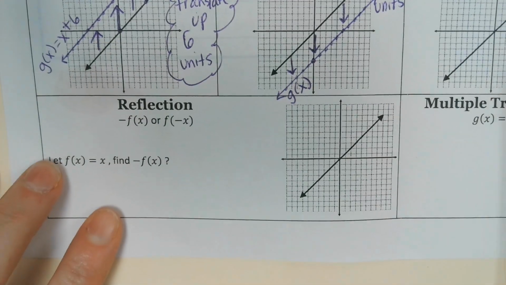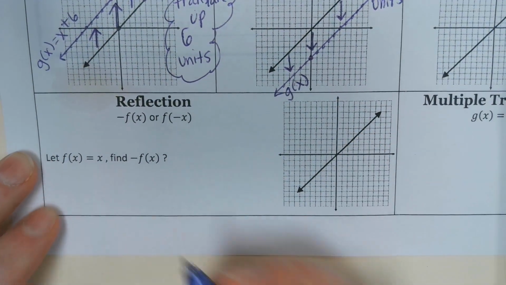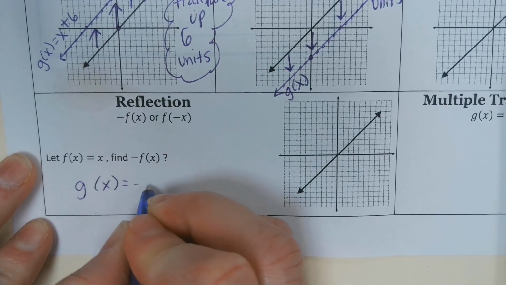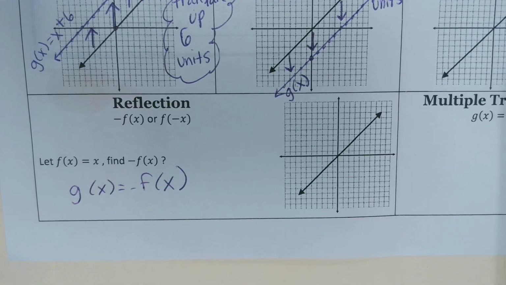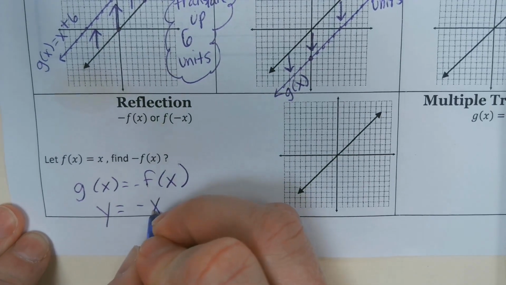The reflection is whenever it's changed from a positive slope to a negative slope. So this one is going to be g of x equals negative f of x. We're just going to flip the slope around. Instead of it being positive, it will be negative. So this is actually y equals negative x.